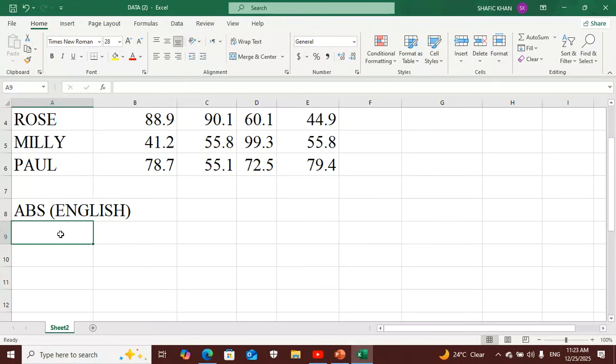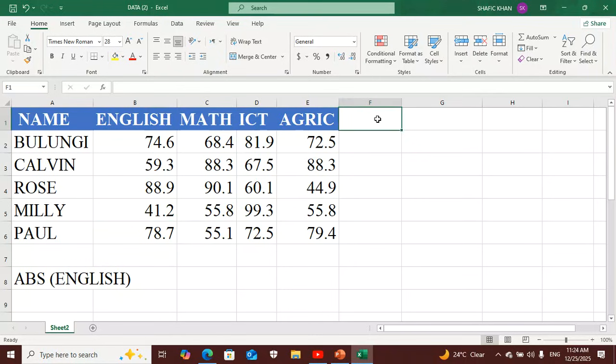What am I trying to mean here? Now, for example, let's look at Paul. Paul's English mark is 78.7. Okay? This is his mark.